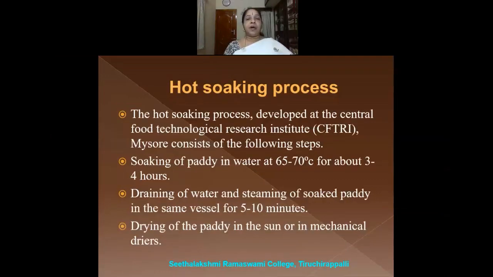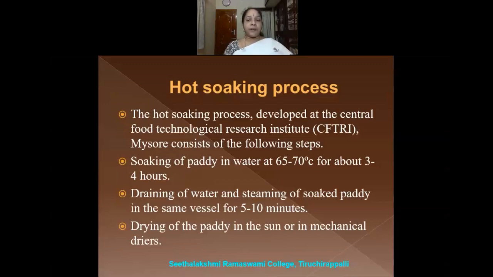The next method is the hot soaking method or the hot soaking process. In the hot soaking process, this was developed by the Central Food Technological Research Institute, which we shortly call CFTRI, that is present in Mysore. And the steps involved in the hot soaking process are soaking the paddy in water. As the name indicates, it has to be soaked in hot water at a temperature of 65 to 70 degrees centigrade for a period of 3 to 4 hours.